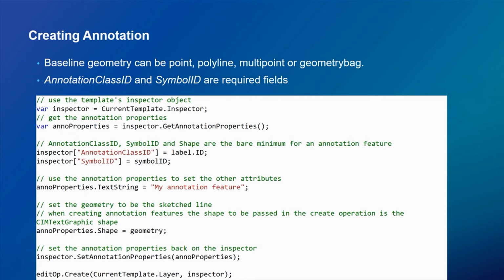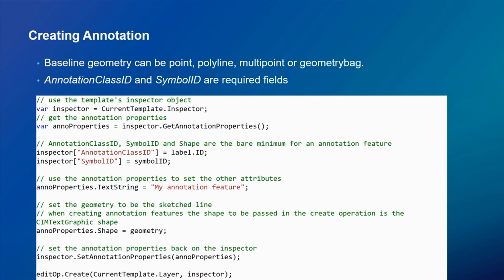So, creating annotation. The sample I'm going to show in a minute in Visual Studio is going to be just a simple annotation construction tool. As I said before, annotation class ID and the symbol ID are system fields. They're the two main fields that you need to fill out when you create annotation. And you can either fill them out by using the values that are in the current template, or you can load up an inspector and override those template values and set them from some item that came from the label collection or the symbol collection.